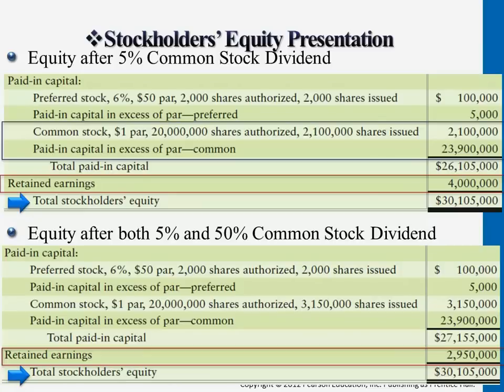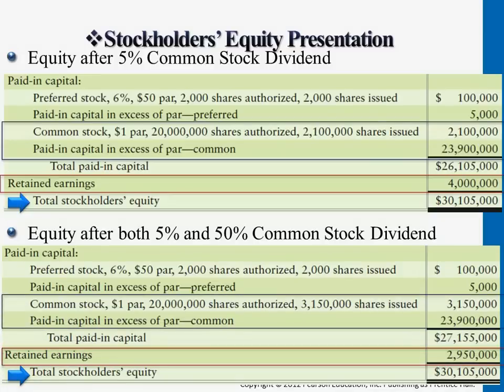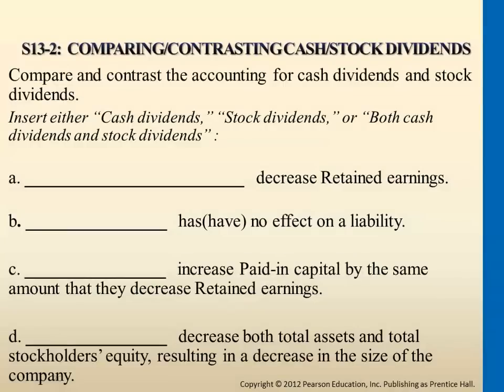Any questions so far? Okay, let's work on an exercise here on the concepts for stock dividends and cash dividends. You can either answer cash dividends, stock dividends, or both of them. For A, which of them decreases retained earnings? Cash dividends, and is that all? Is it both?